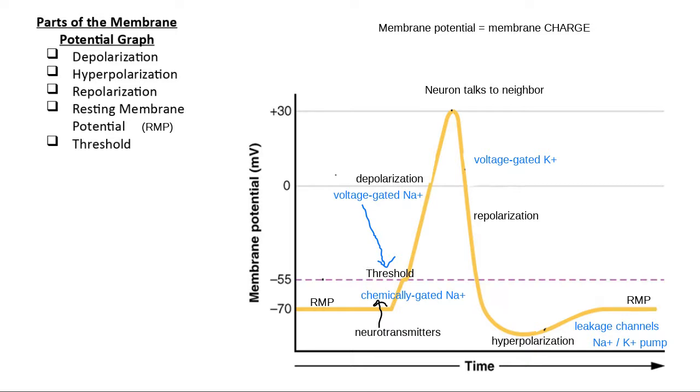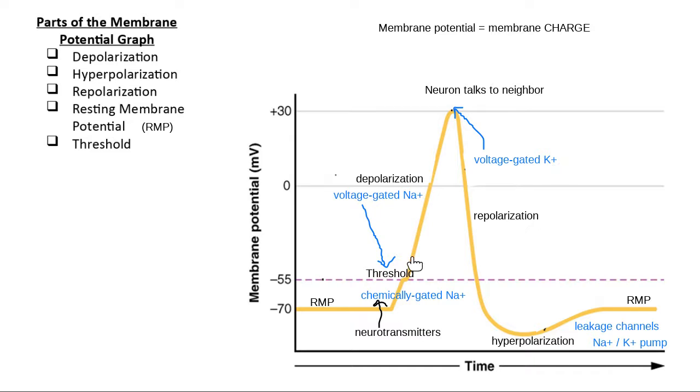Yep, same answer, right? Voltage-gated channels open at a certain charge. Voltage-gated potassium channels open because I hit +30. When I hit +30 up here, suddenly I'm way too positive, and my cell knows it can use voltage-gated potassium channels to get us back to normal. So this process, the process of repolarization, that's thanks to voltage-gated potassium channels.